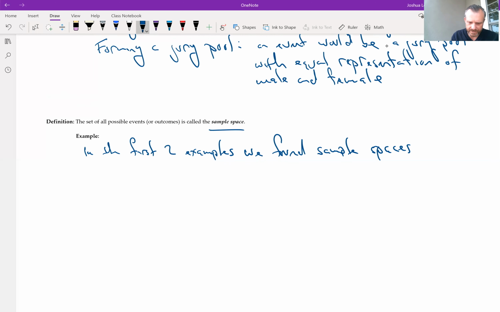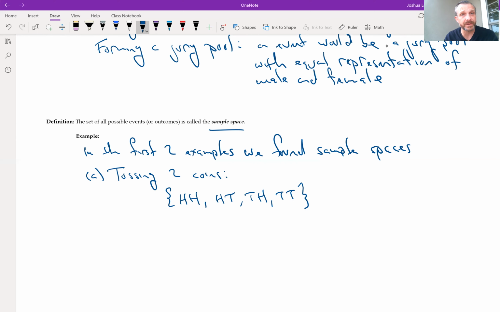So let's find the sample space for tossing two coins. Well, it's a set. And what could the outcomes be? Well, heads, heads, heads, tails, tails, heads, or tails, tails. That would be a sample space.